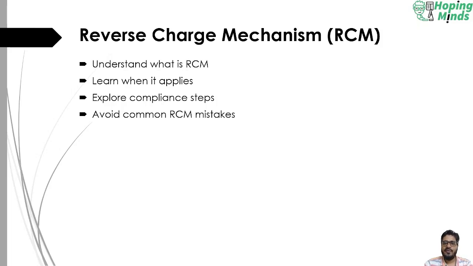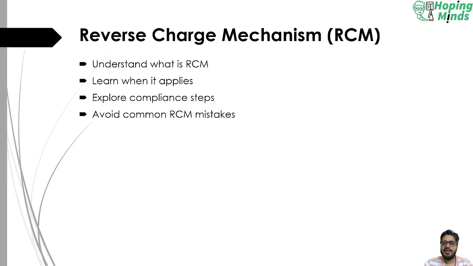Hello everyone, welcome to today's session on goods and service tax filings. Today we are going to see the reverse charge mechanism. This topic is a little technical, but it is an important topic to understand and comply with the provisions of goods and service tax.